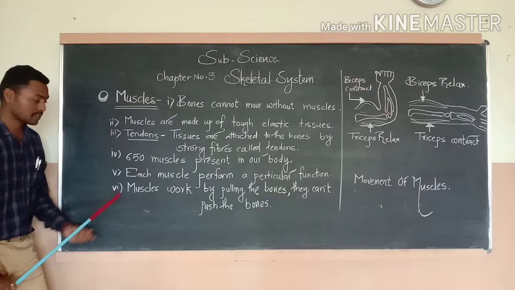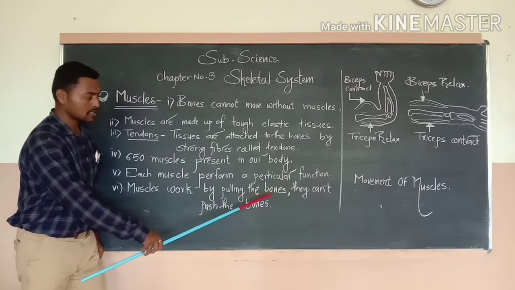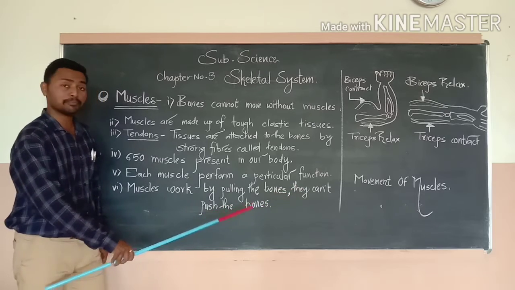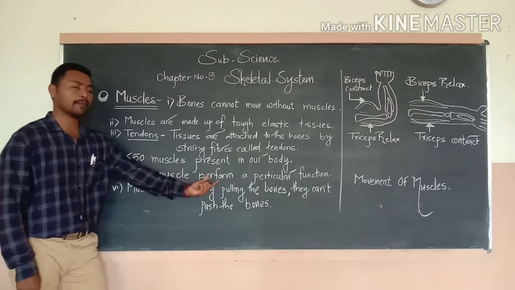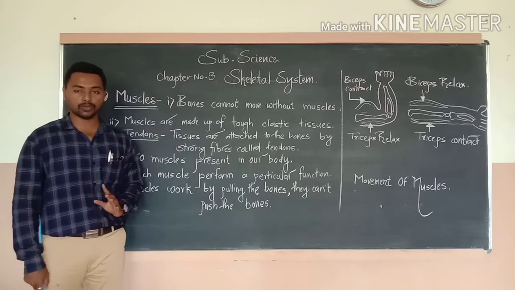Last, six, muscles work by pulling the bones. They cannot push the bones. Muscles work by pulling bones. They cannot push the bones.